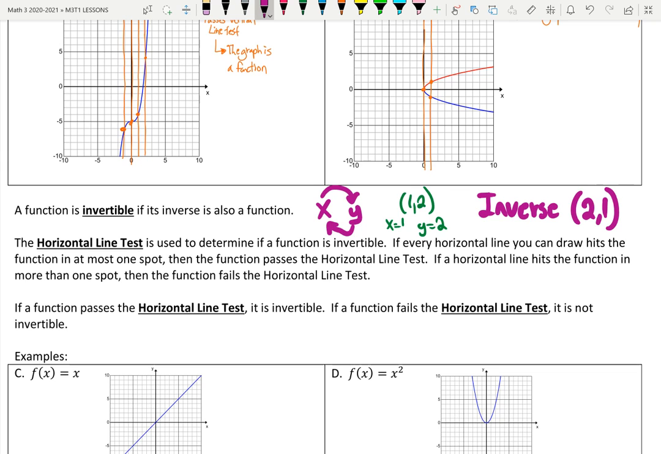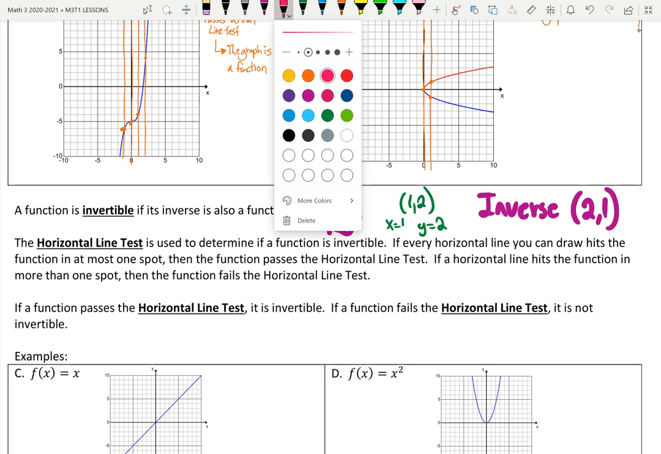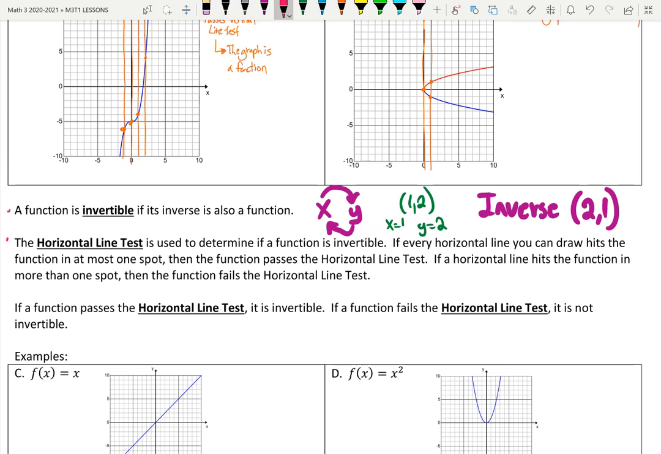So this horizontal line test is used to determine if a function is invertible. If every horizontal line you can draw hits a function at most in one spot, it passes. If a horizontal line hits a function in more than one spot, then a function fails. Our conclusion. If a function passes the horizontal line test, it is invertible. And if a function fails the horizontal line test, it is not invertible.